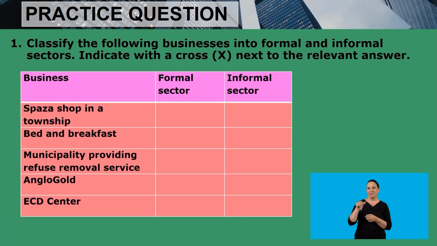Before we even answer that, let us just recap. We said that informal sector are businesses that are not registered with the CIPC, are businesses that are not registered to pay tax. While in the formal sector, these businesses, they pay tax, they are registered with the CIPC. So a spaza shop in a township, would it fall under formal sector or informal sector? So the correct answer there would be an informal sector. Then here we have a bed and breakfast, and a bed and breakfast falls under the formal sector.